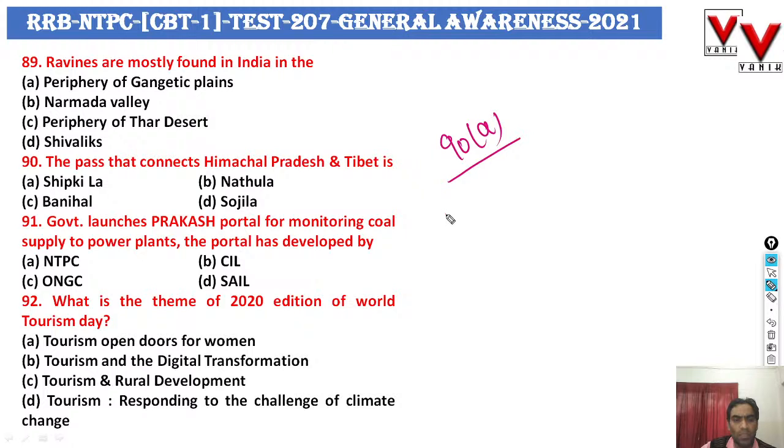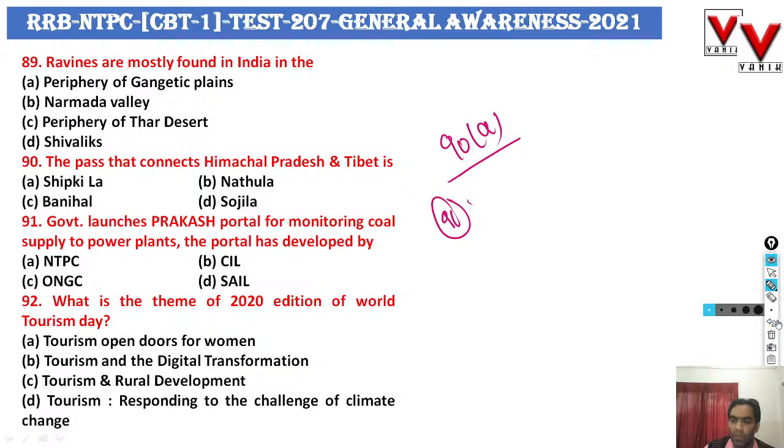Next is 91. The government launches the Prakash portal for monitoring coal supply to the power plants. The portal has been developed by NTPC. So the right answer is A only. 91, right answer is A only.